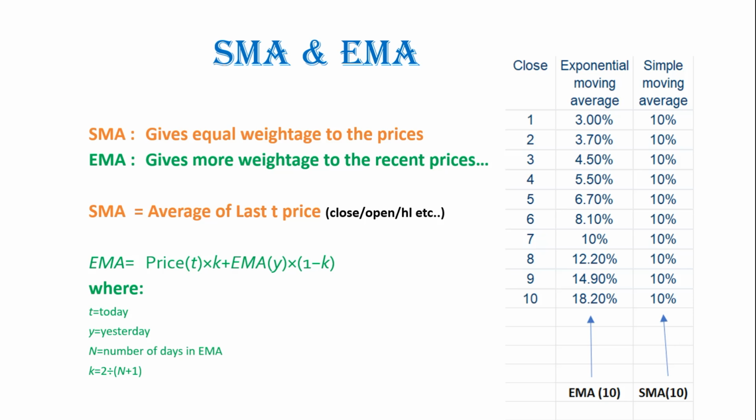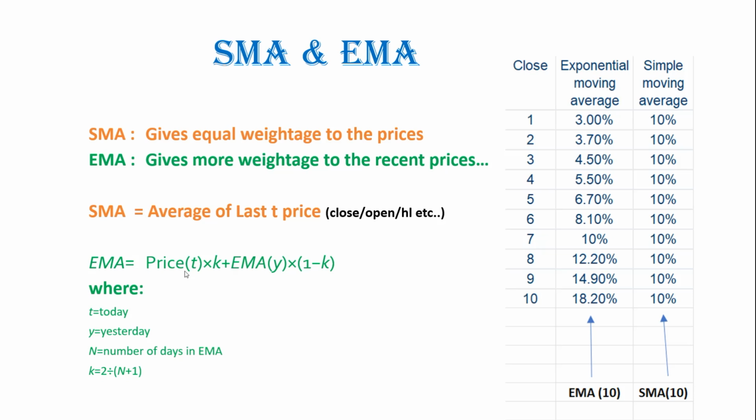How the EMA and SMA are calculated. SMA means it gives equal weightage to the prices. EMA means it gives more weightage to the recent prices. So what is the formula for calculating the SMA and EMA? SMA equals the average of the last traded price, that is close or open, high, low, etc. We can take anything. And EMA equals this, this is the formula for getting the EMA.